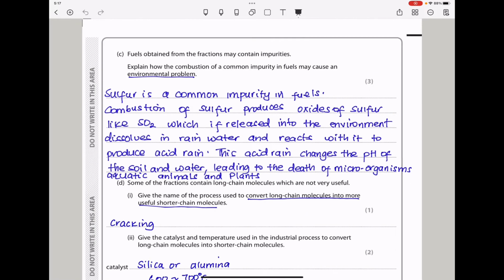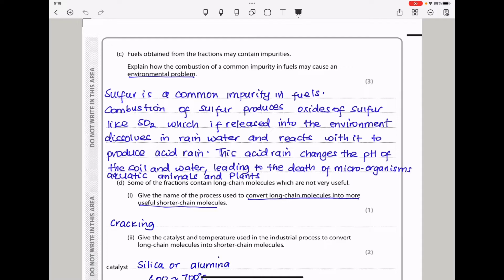Moving on. In part C, they say, fuels obtained from the fractions may contain impurities. Explain how the combustion of a common impurity in fuels may cause an environmental problem. The common impurity is sulfur, and when sulfur is burnt in the presence of oxygen, oxides of sulfur like sulfur dioxide are produced, and when these interact with water, they can produce acidic water or acid rain can be formed.